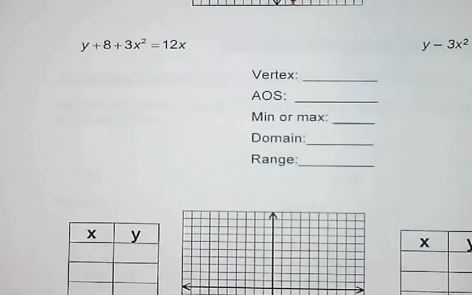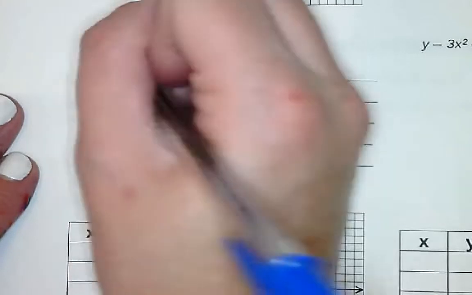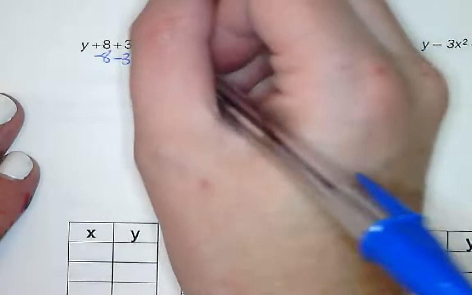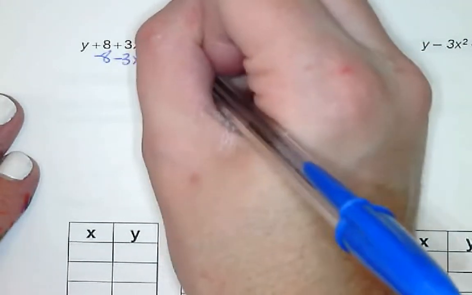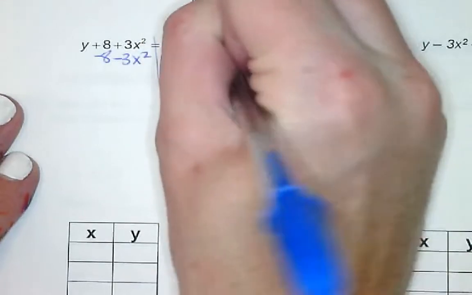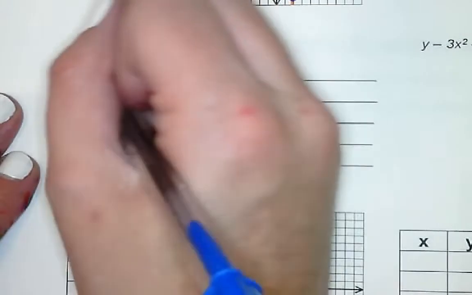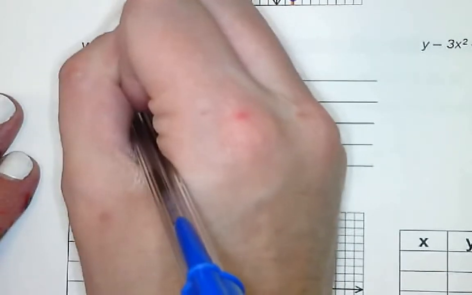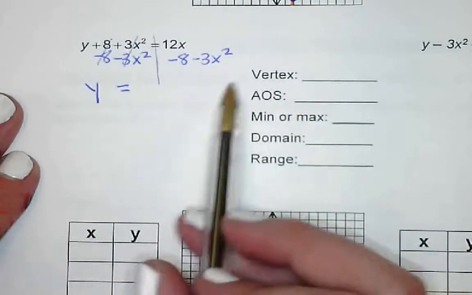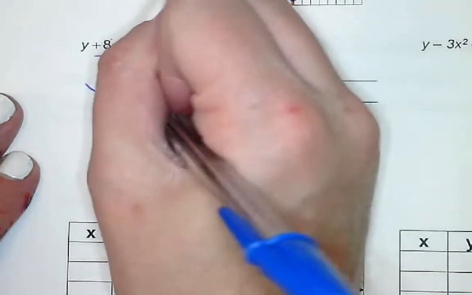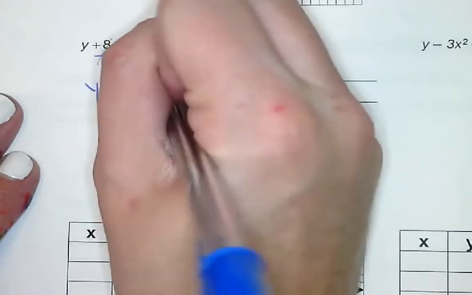I need to subtract this 8 off of here, and I need to subtract the 3x squared, right? But whatever I do to one side, I have to do to the other. So I'm going to subtract an 8 and a 3x squared off here. So that's going to leave us with y equal to, okay, what should we start with, y'all? Start with the x squared. So that's going to be negative 3x squared plus 12x minus 8.